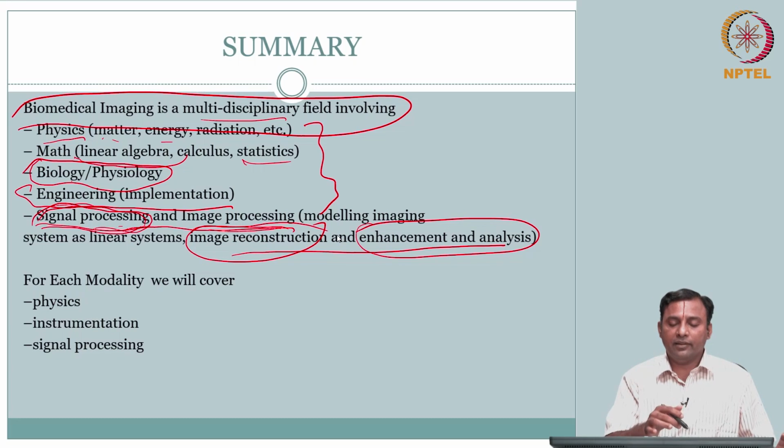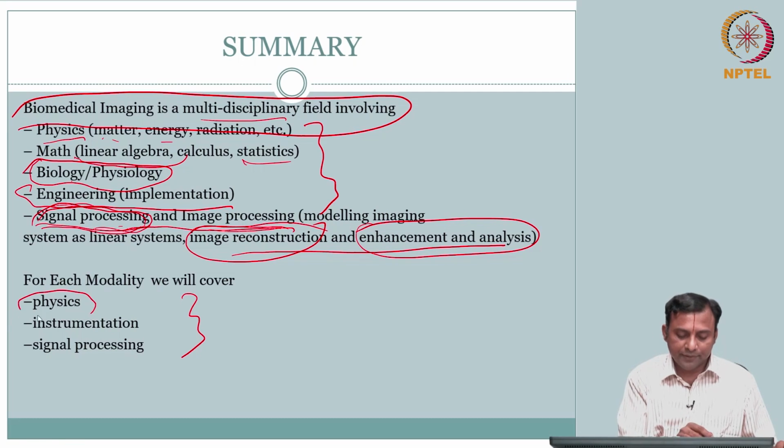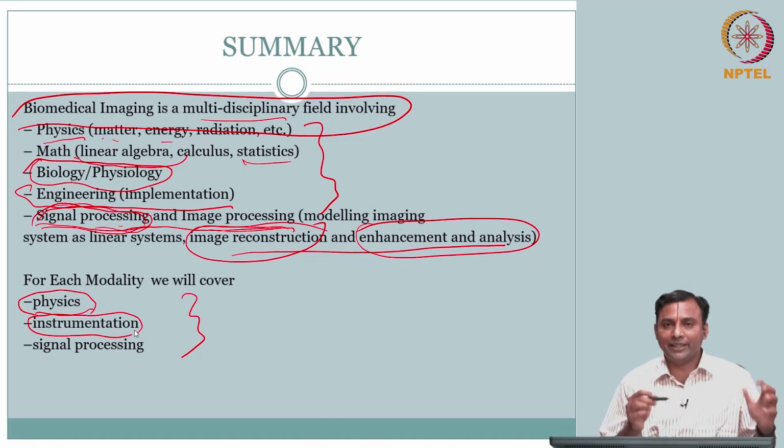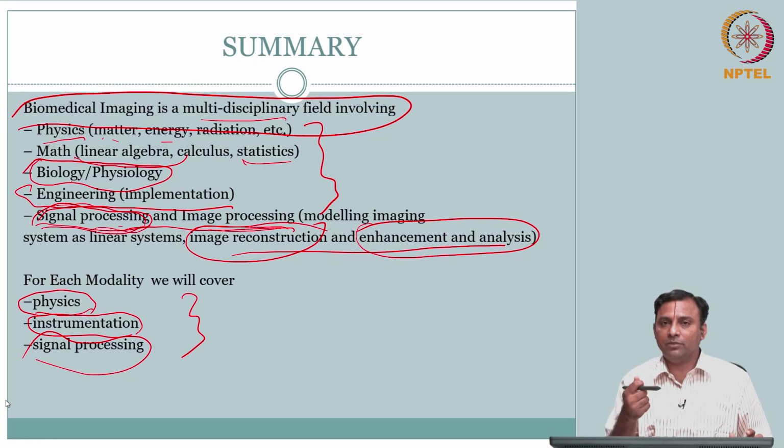So with this background, we will cover each of the modalities. We will take each modality in the same order that we covered so far, right? We will talk about the physics first and then relate that: if I have to apply this physics, I need some instrumentation to do that. So we will talk about the instrumentation, and then instrumentation gives access to some measurements. You need to talk about signal processing because your objective is not just the measurements, you want to see an image of that parameter, right. So there is going to be a signal processing aspect to it. So for each modality we will go in these steps.